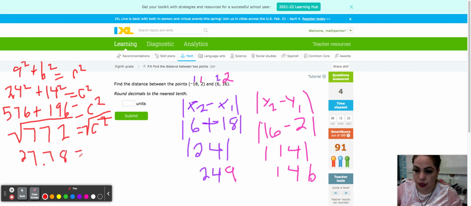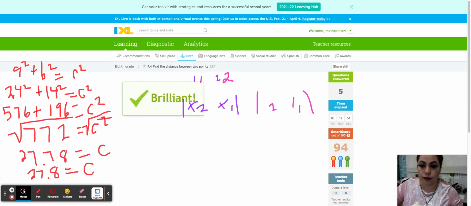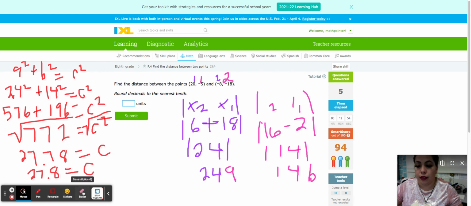27.78 equals C. Again, it's asking us to round it to the nearest tenth. So the second number after the decimal is 5 or after. So the first number is going to add one digit. So it'll be 27.8 equals C. And our answer is 27.8. Brilliant. All right, and that's it for our tutorial.